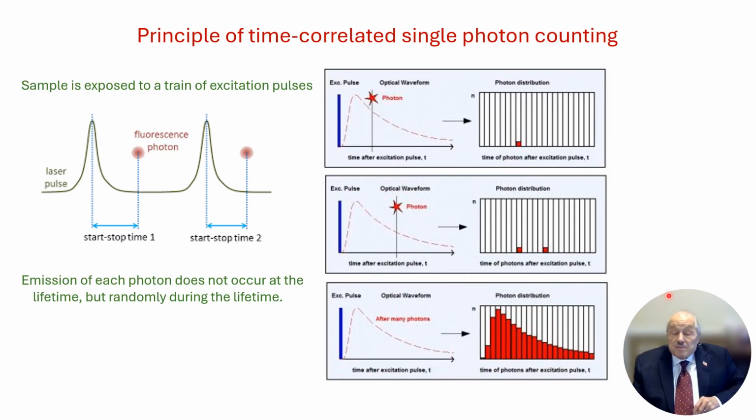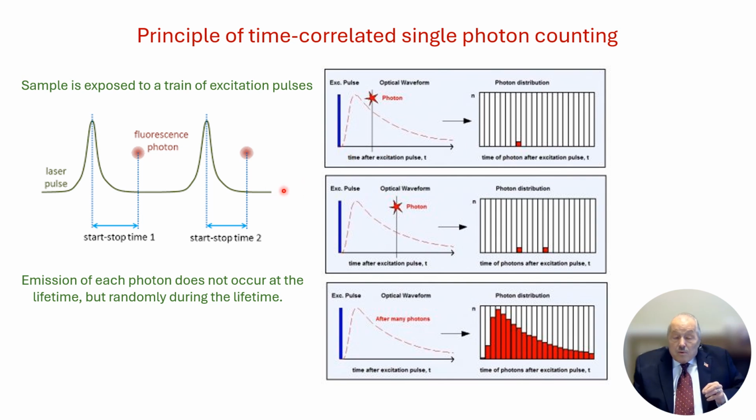Instead we're using what's called time correlated single photon counting. So that's a long word. What does it mean? Well, one of the first things you have to remember is that during a fluorescence decay, all of the photons are not emitted at the lifetime. Some of the molecules decay fast, some decay slower. It's like a radioactive decay. Some of the atomic nuclei decay faster, but it's always at a random point during the decay.